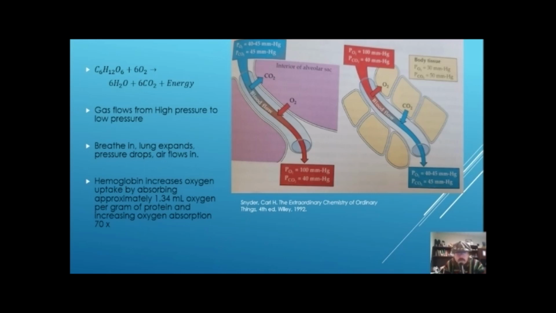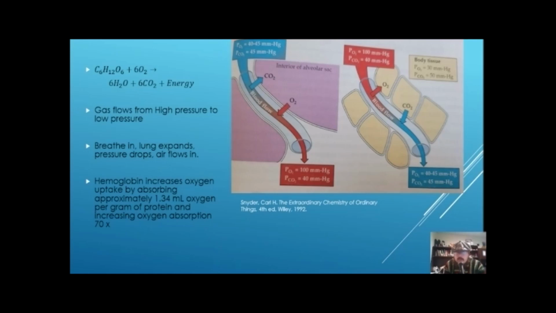And of course, the hemoglobin, which is the protein molecule in the red blood cell, actually aids with the increase of oxygen uptake. It starts absorbing approximately 1.34 milliliters of oxygen per gram of hemoglobin. The iron in hemoglobin binds to the oxygen and increases the oxygen absorption something like 70 times more than what you would expect by just trying to dissolve oxygen in pure blood. So we get a lot of oxygen in, and so we have oxygen-rich blood. Then as the blood flows through, we can visit various cells within the body.